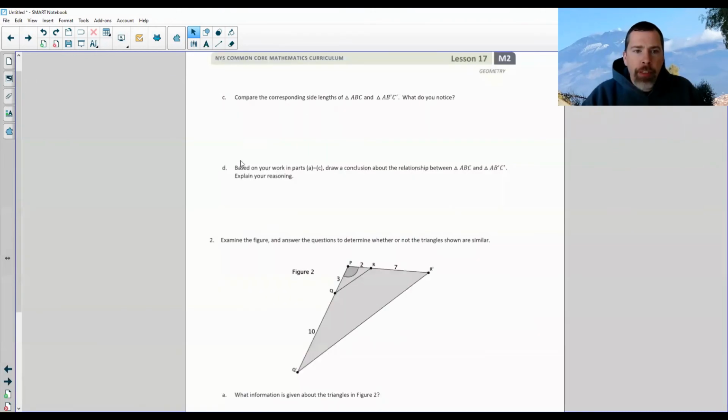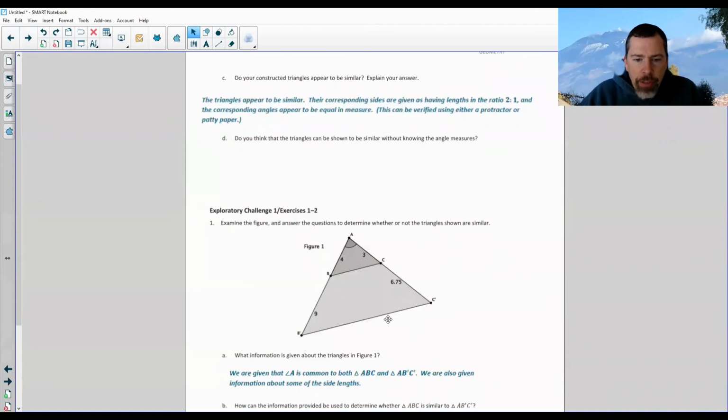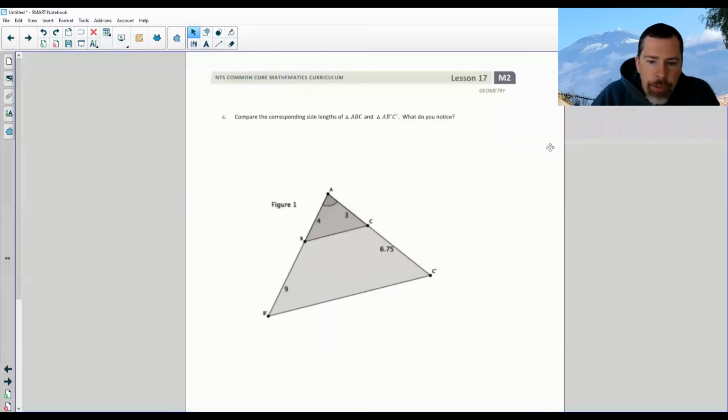Page 3, part C, compare the corresponding side lengths of triangle ABC and triangle A prime, B prime, C prime, and what do you notice? Okay, so I'm going to go back and look at the values here, and let me copy this and bring it to the next page so I don't have to keep going back and forth. Okay, so here's that diagram from the prior page.